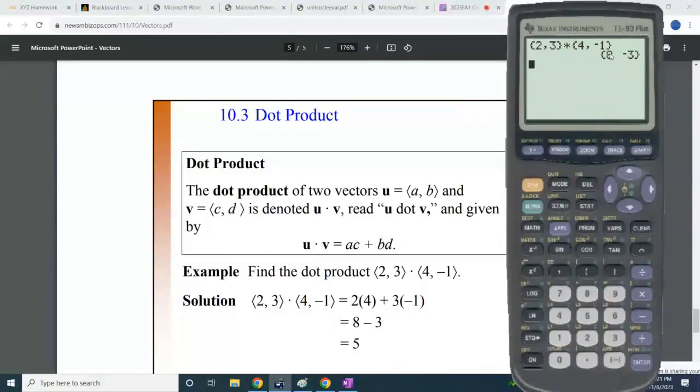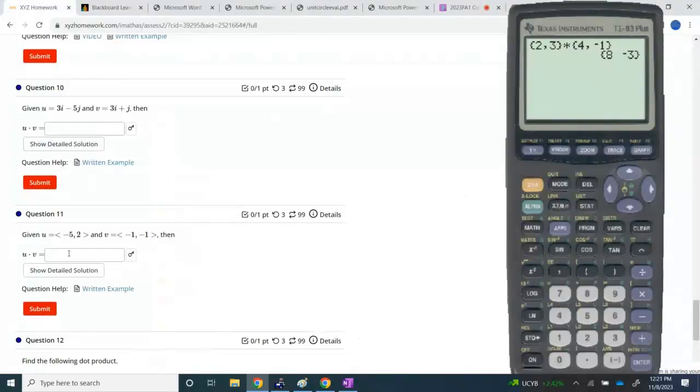So the dot product says you multiply your horizontal components, which the calculator does. You multiply your vertical components, which it does. But then lastly, you have to add the two together. So if you're using the calculator to multiply, just remember to take that vector that you see and add those two numbers. Other than that, we're just going to use the formula. So let's take a look at an example, which is problem number 10.